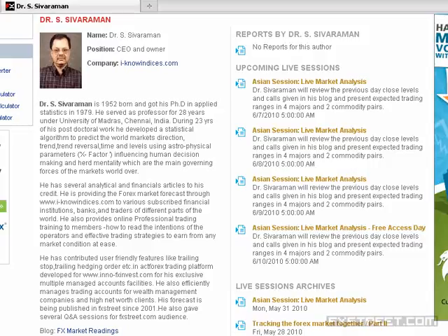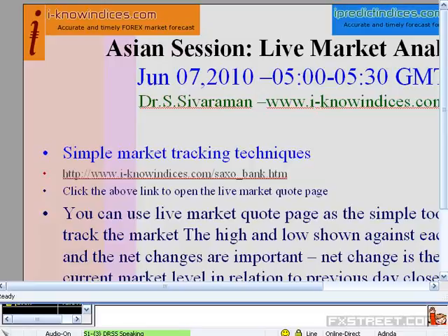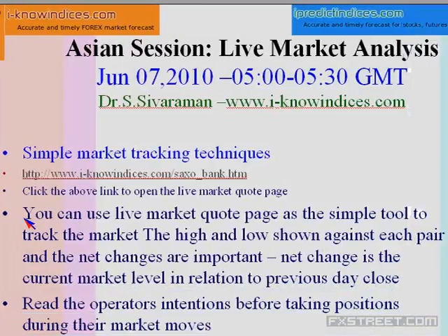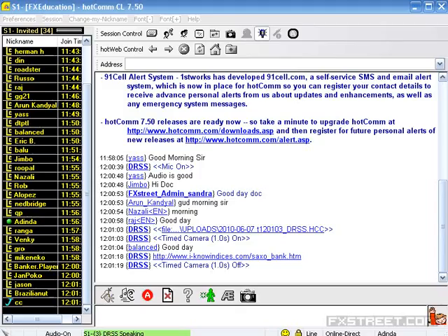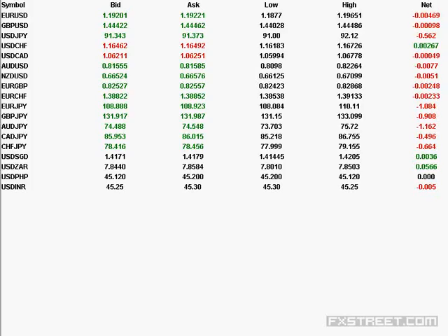Display the PowerPoint presentation. Asian session live market analysis on June 7th between 5 and 5:30 GMT. We will be tracking the market again using the live market code page as a simple tool for our understanding of the market. I will give the link for the same and you can open it in a browser, and I will also focus the camera over that of the live market code page.